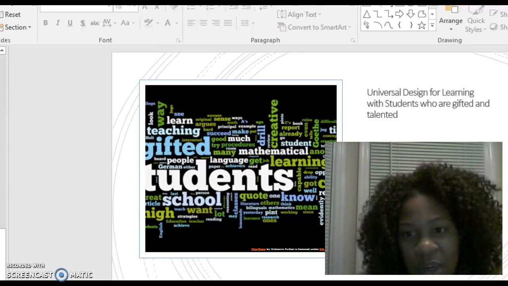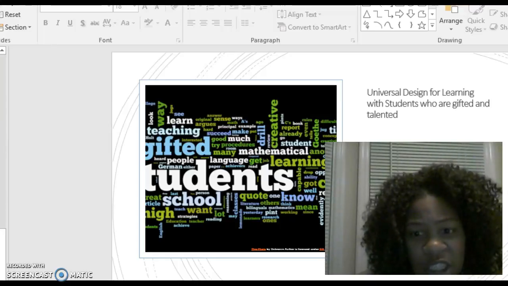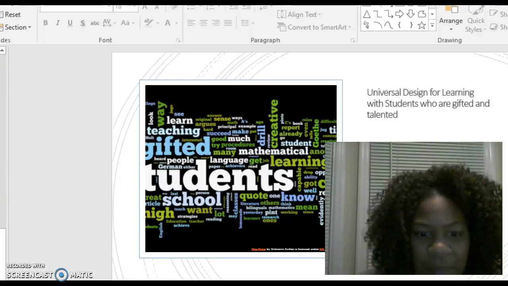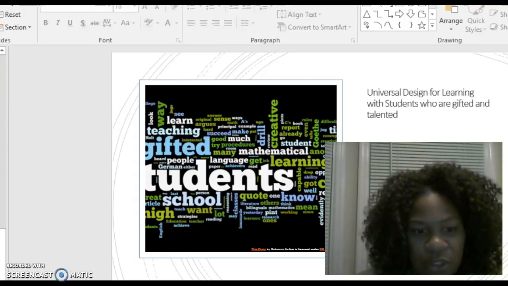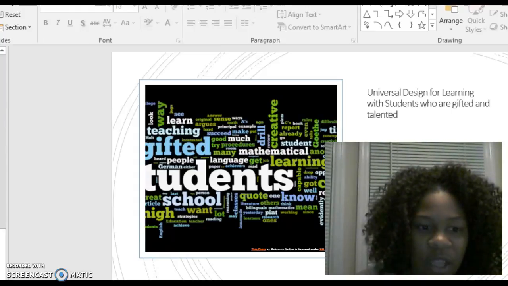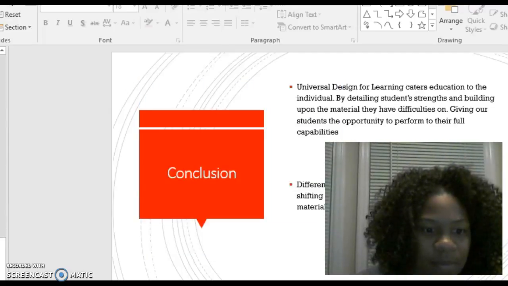And the last one, we talked about students who are gifted, and these are some keys. I think my favorite part was compacting the curriculum, because it didn't focus on making a student go to a new grade. It just focused on tailoring the lesson and making it more in-depth.